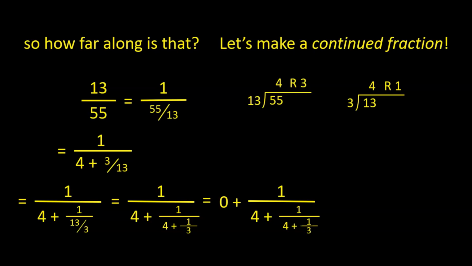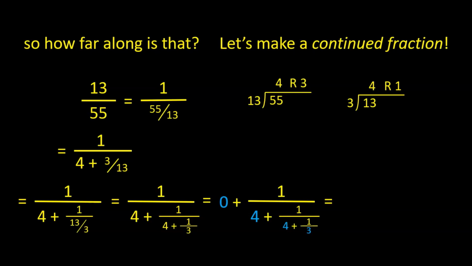And now looking at this expression, we can see the only numbers that really matter are the 0, and the 4, and the other 4, and the 3. Everything else is just plus 1 over, plus 1 over, plus 1 over. That's how a simple continued fraction works. So there's no need to write that part down over and over again, and we have this nice shorthand.